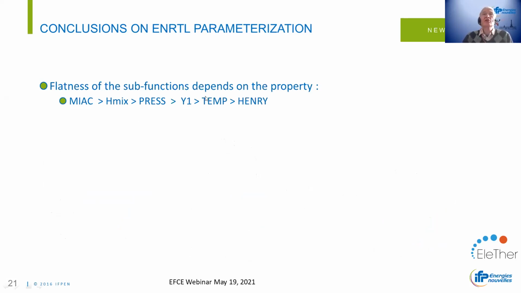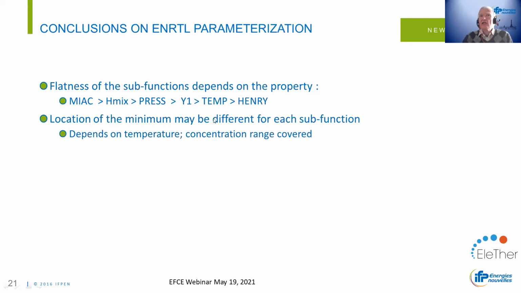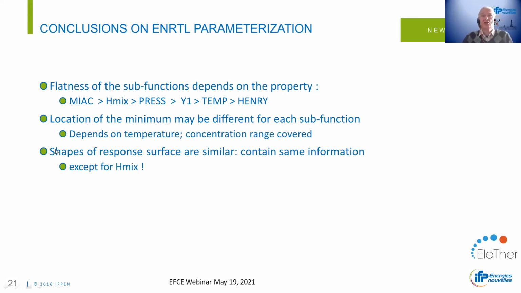So the flatness of the subsurface subfunctions depends on the property, and we need to be very careful, particularly with the MEACs, because they contain a lot of information and are very steep in terms of property. The location of the minimum may be different for each subfunction, but the shape of the properties generally remains the same. So this is the shape here that I point out, except for the heats of mixing.